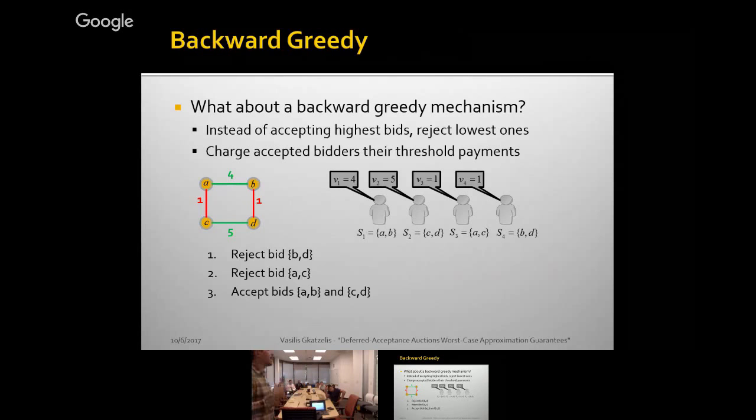So it rejects while things are not feasible, it keeps rejecting. So it would reject the least appealing people. So use that same scoring function. What would the threshold bids then be? What would these guys have to pay for the CD and AB guy? What is the threshold price now? 1. So yes, 1. So both of them have to pay 1.